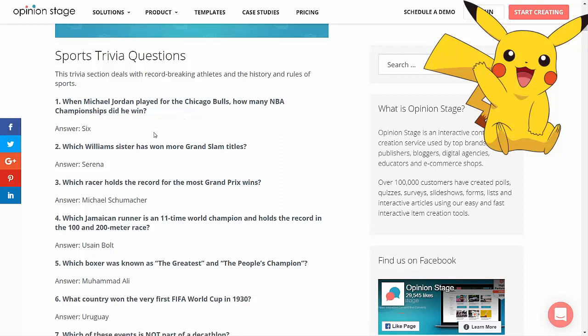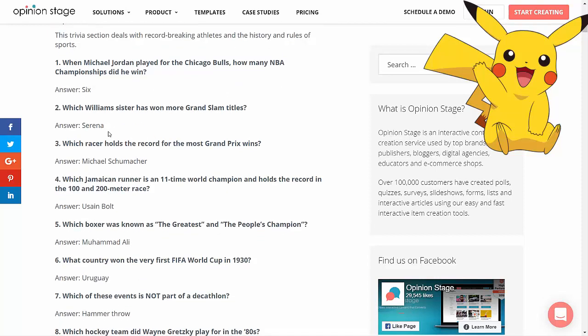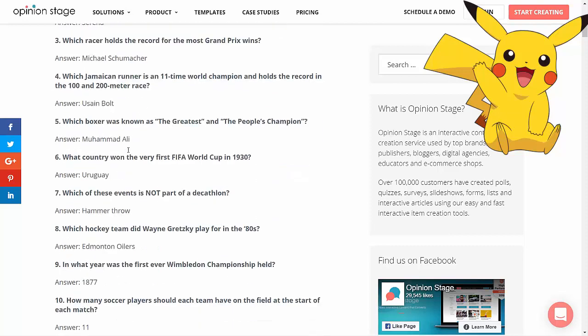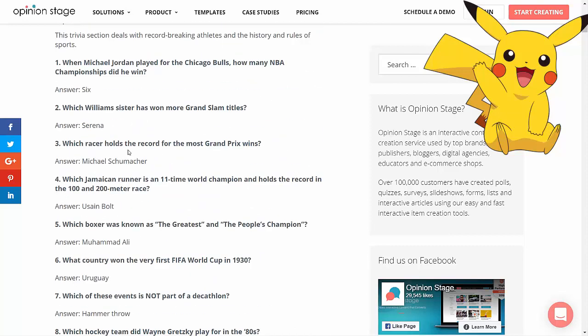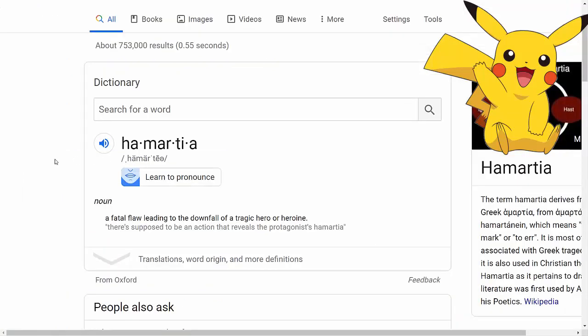But also, you can probably see these answers are pretty simple, right? One word, 2 words. And so you might have some questions that have answers that are a lot bigger, right? So Mara left me a specific example like this. What is hamartia? So hamartia is a fatal flaw leading to the downfall of a tragic hero or heroine, right? So that's what we have. This is more of an idea, right? A sentence and an idea. And so you can see this is a lot more complicated than 6.